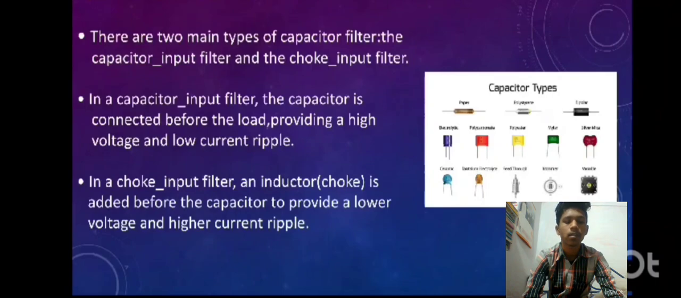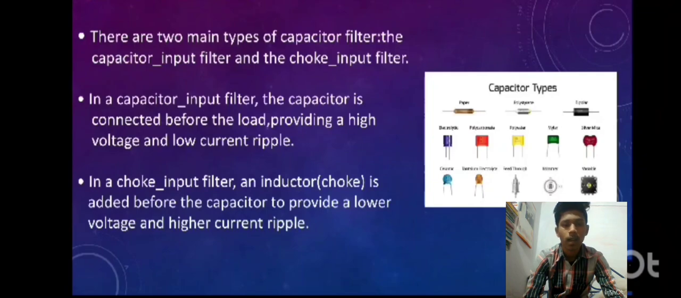Types of capacitor filters. There are many types of capacitor filters, but we can discuss the two main types of capacitor filters. The first one is the capacitor input filter and the second is the choke input filter. In a capacitor input filter, the capacitor is connected before the load, providing a high voltage and low current ripple.